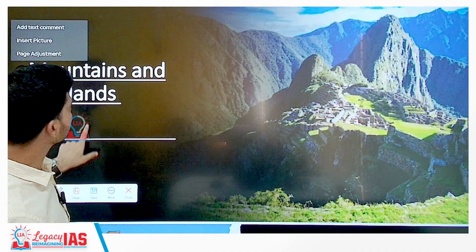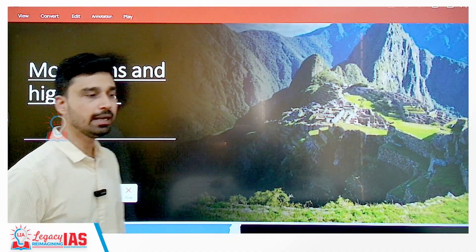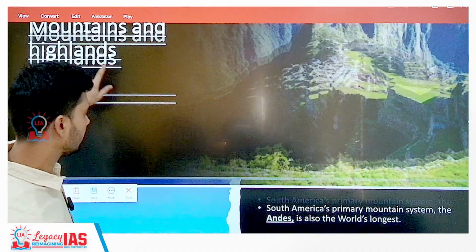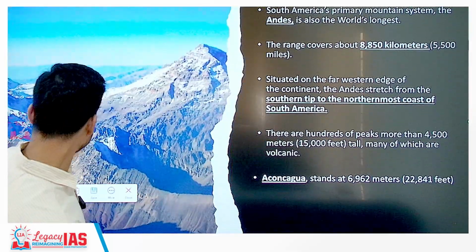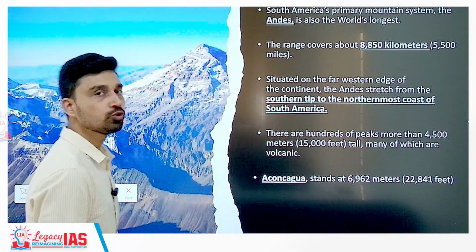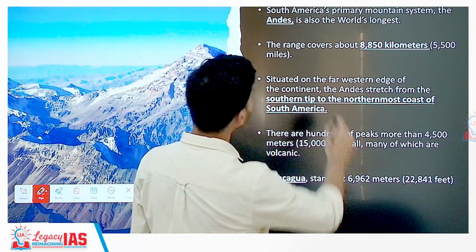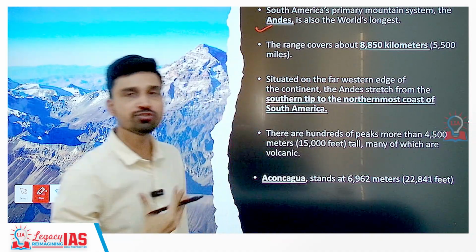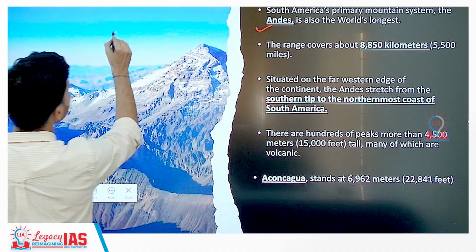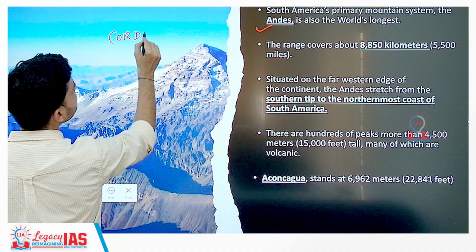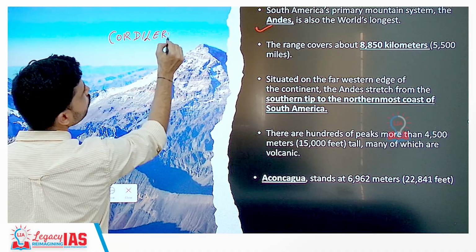So, let us first discuss the major mountains and highlands of South America. In this context, if you look at the westernmost coast of South America, you have a very long mountain range, a mountain system, which is also referred to as a Cordillera. It is called the Andes Cordillera.